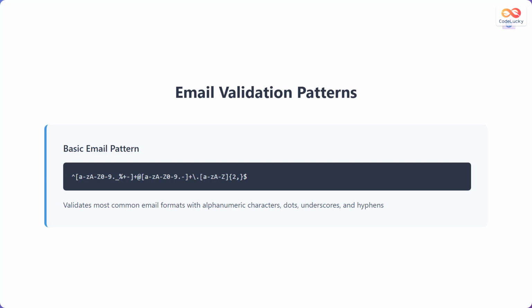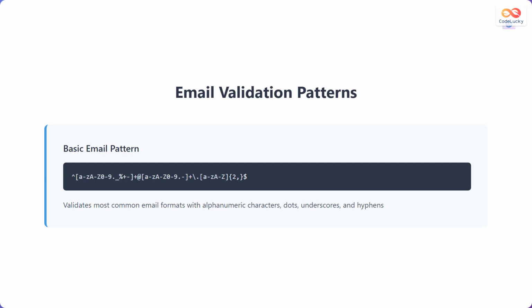In this section, we will explore email validation patterns. Here's a basic email pattern, which is a regular expression that validates most common email formats. It checks for alphanumeric characters, dots, underscores, percentage symbols, plus signs, and hyphens before the @ symbol, followed by alphanumeric characters, dots, and hyphens for the domain, and a top-level domain of at least 2 characters.